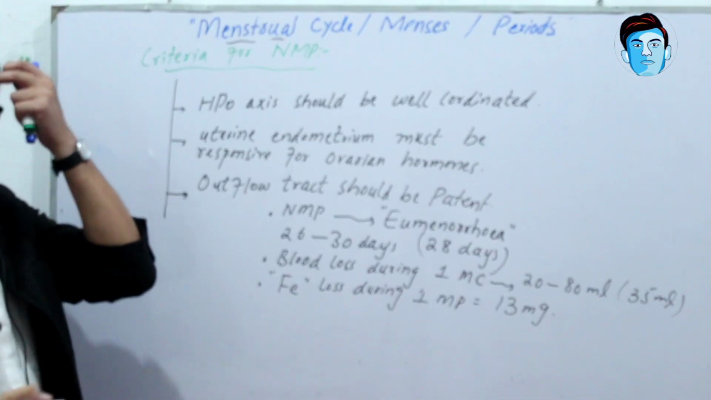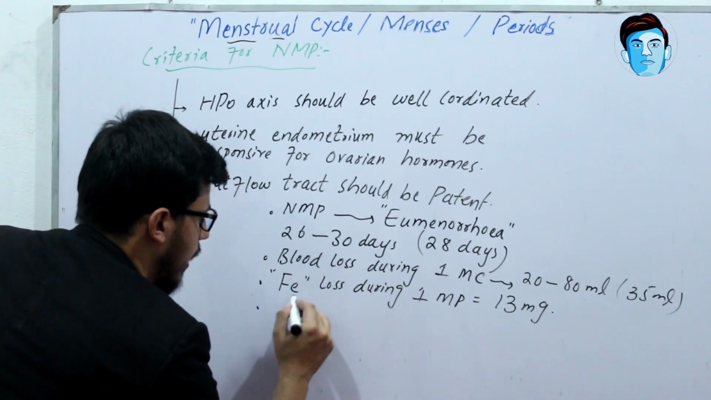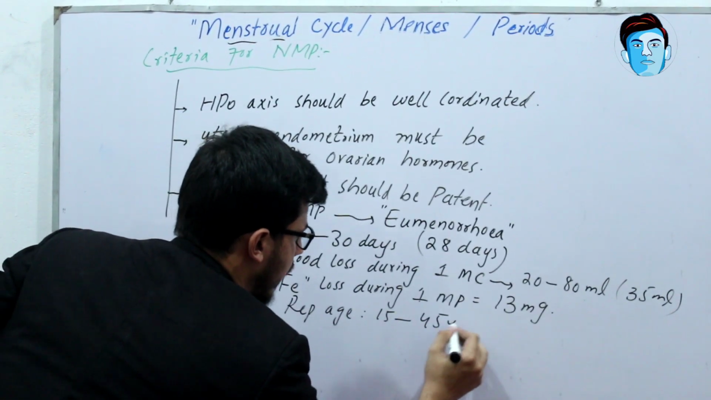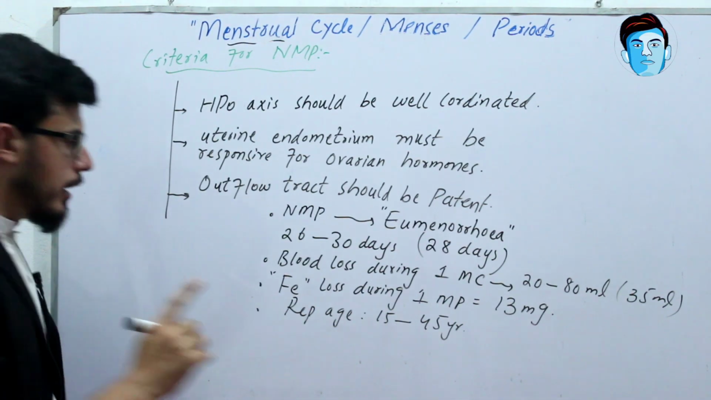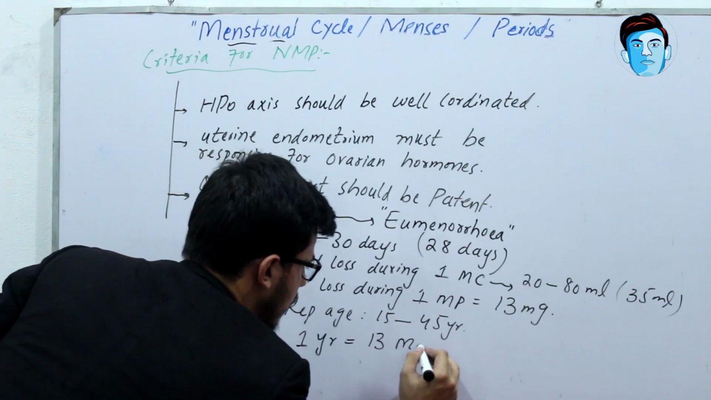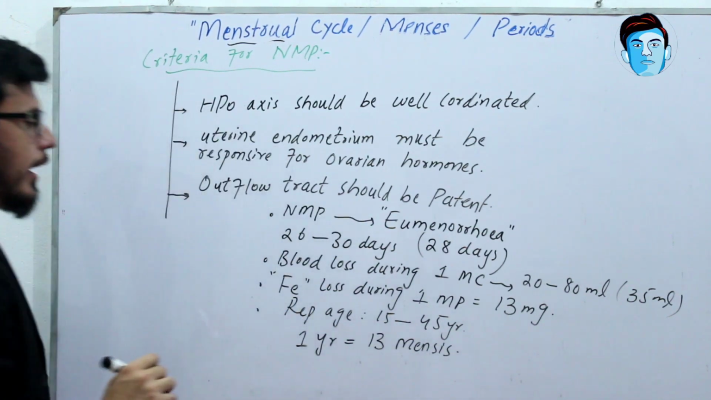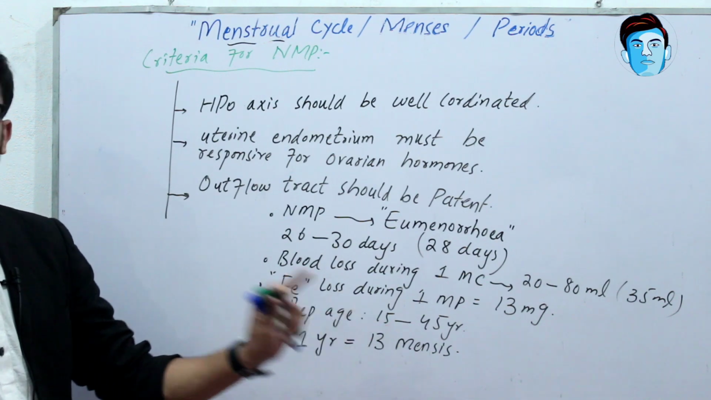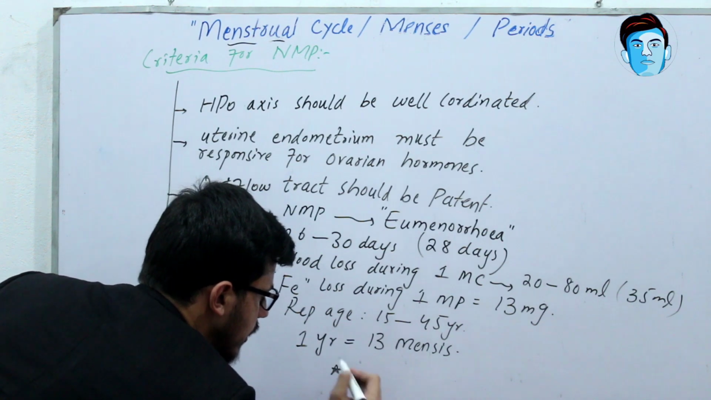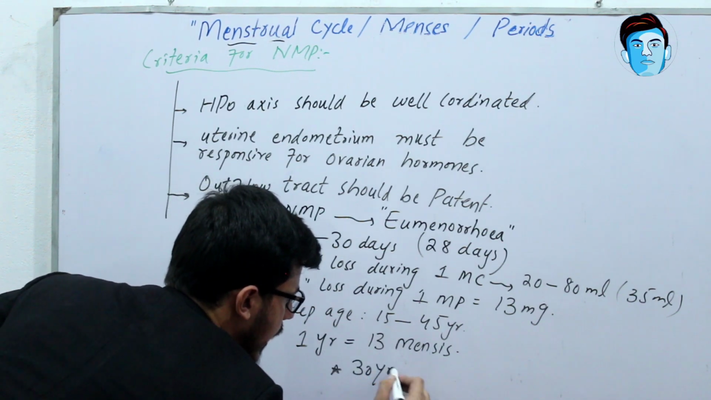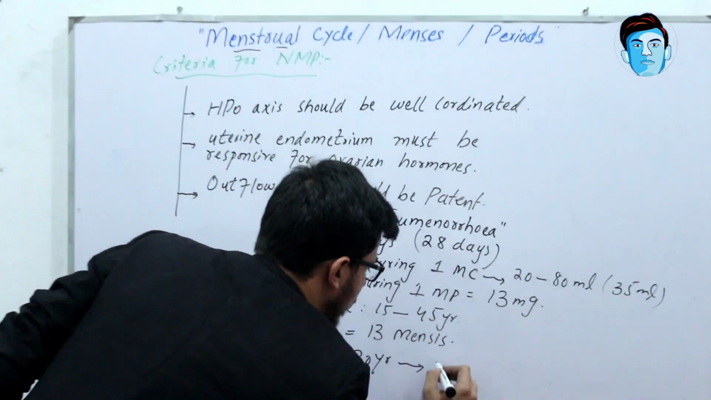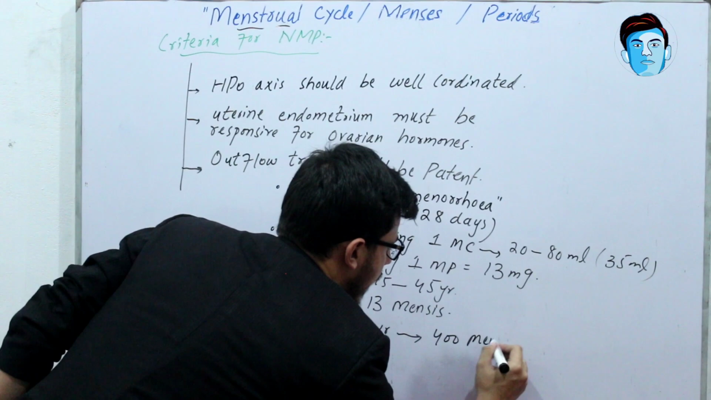Now, as we discussed earlier, the reproductive age in females is from 15 to 45 years, and it is also documented that in one year there are 13 menstrual cycles in a female. So if a female attains the age of 30 years, in 30 years she would likely have passed 400 menstrual cycles.